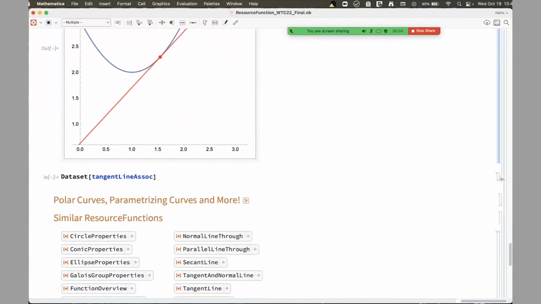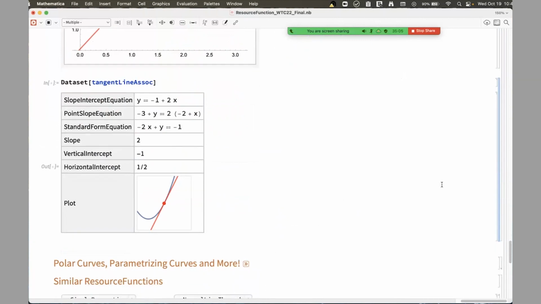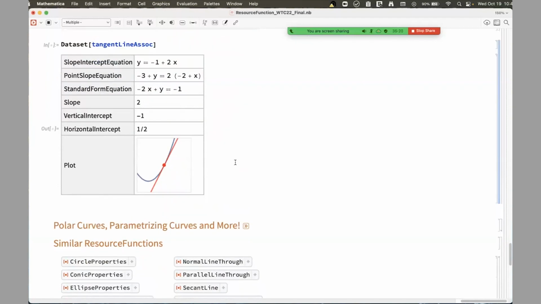We can also represent this as a data set. So we can take that association. This provides this data set formatting here. So we get this nice formatting here as a data set. We can quickly read off the various equational forms here. And then we also have, again, we have that plot.